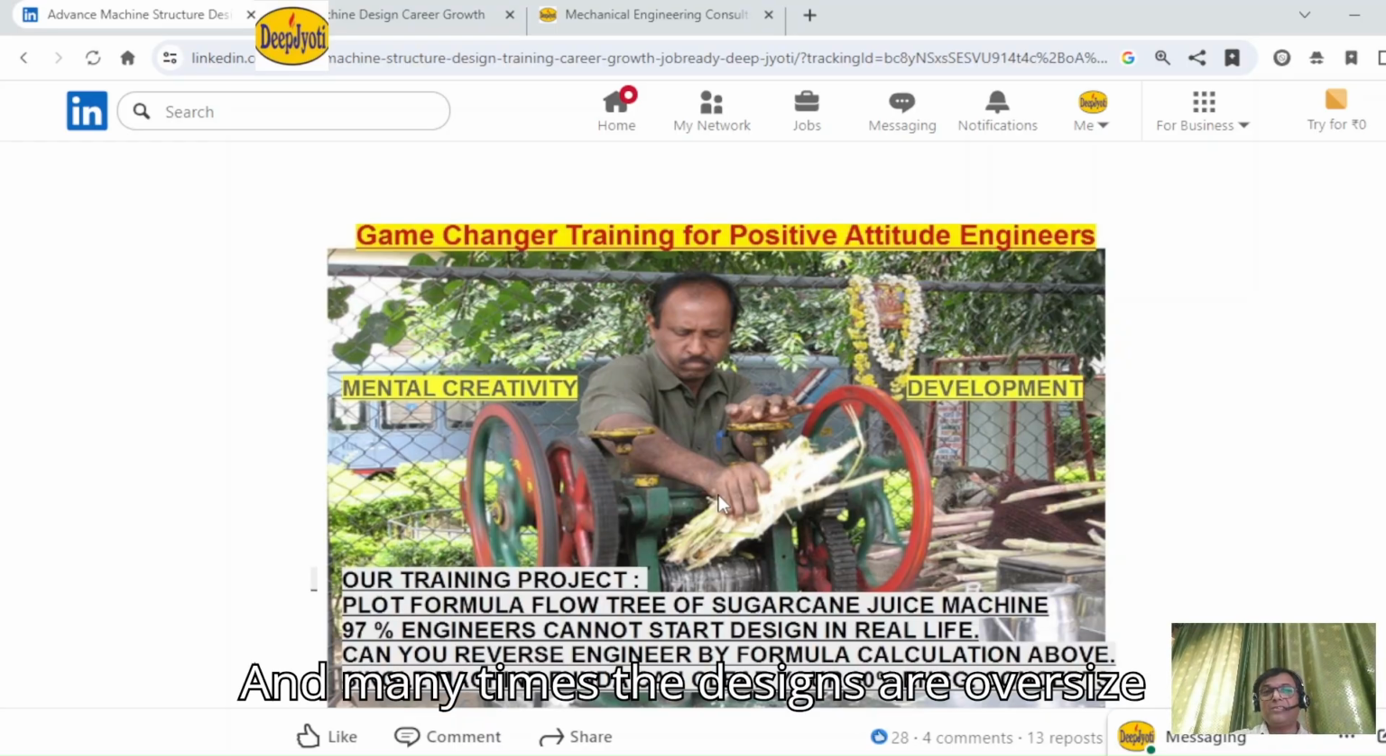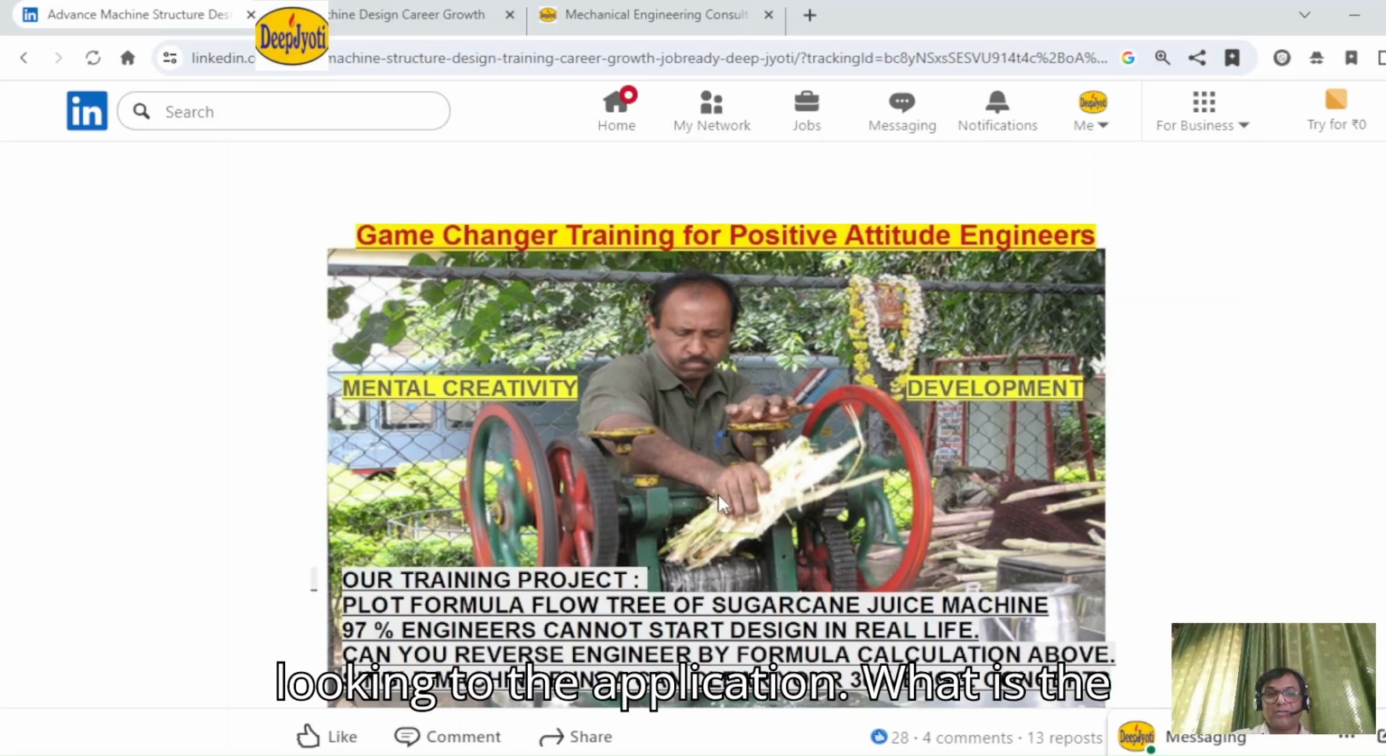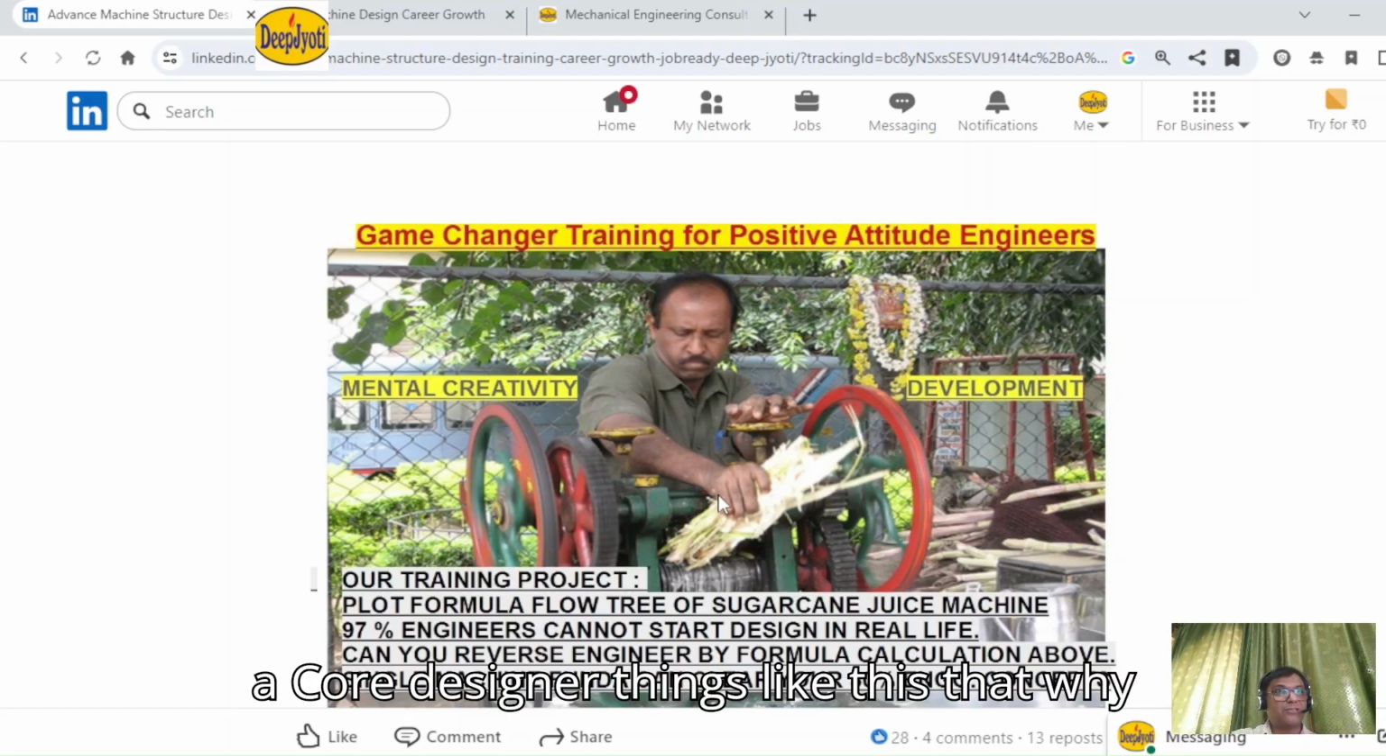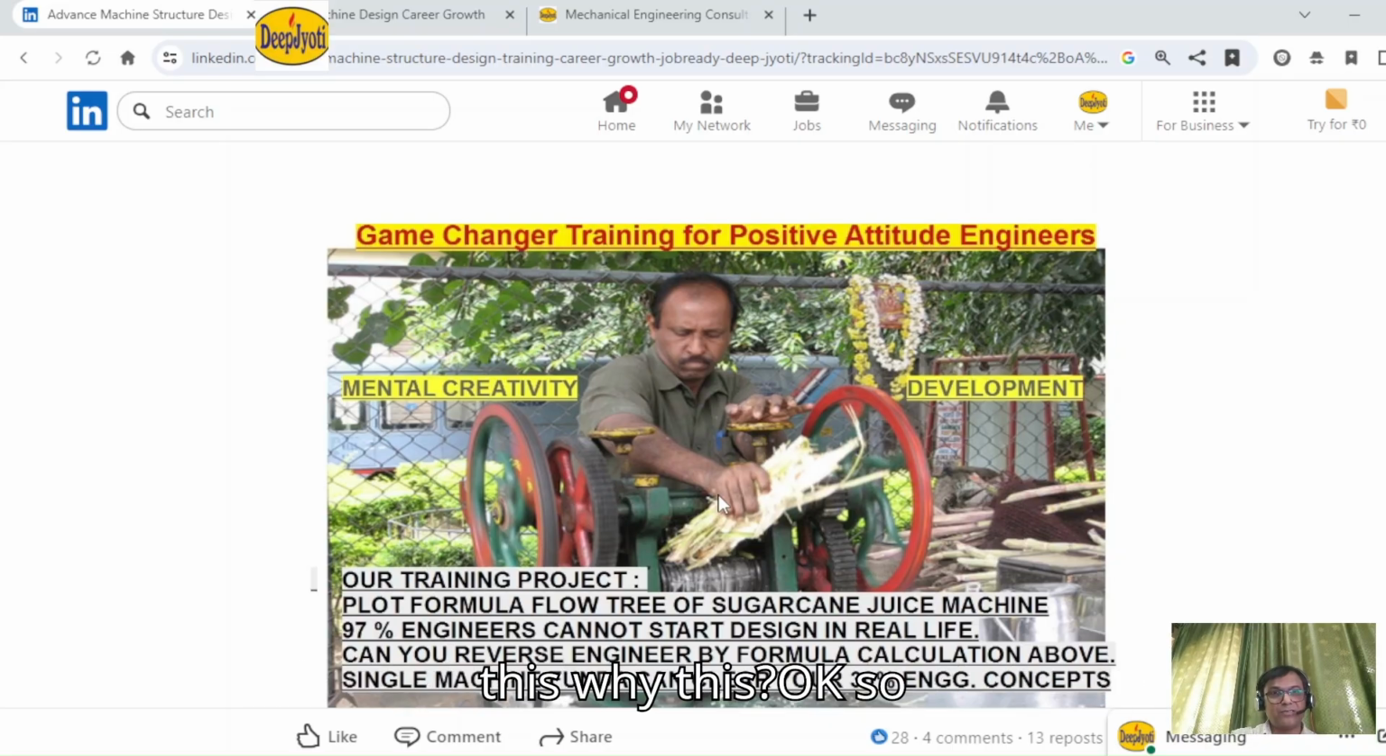And many times the designs are oversized. Looking at the application, what is the application here? The roller size is oversized. If you do the calculation, you will find that it is oversized by 5 times. Right? So why oversize? What is the fundamental for oversize? See, design is not only limited to making drawings or doing only FEA. That is coming later on. That is the execution portion. A core designer thinks like this, always asking why this, why this, why this.